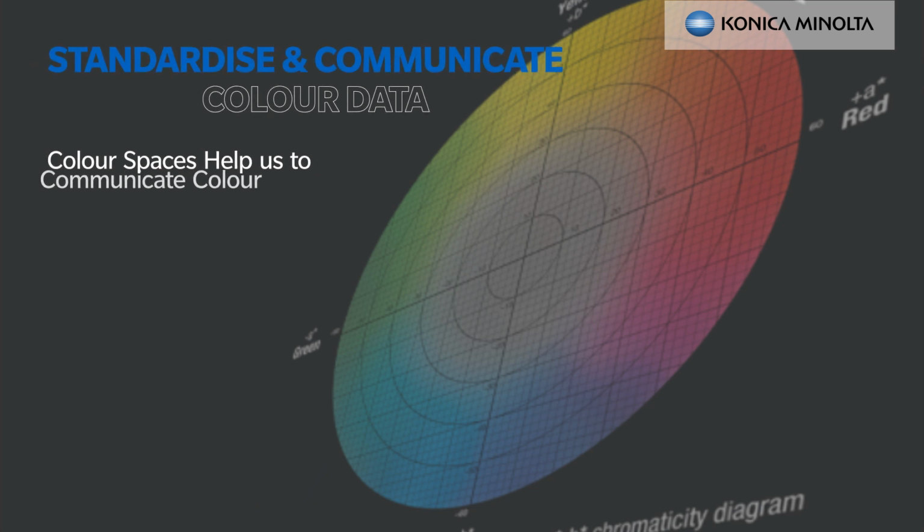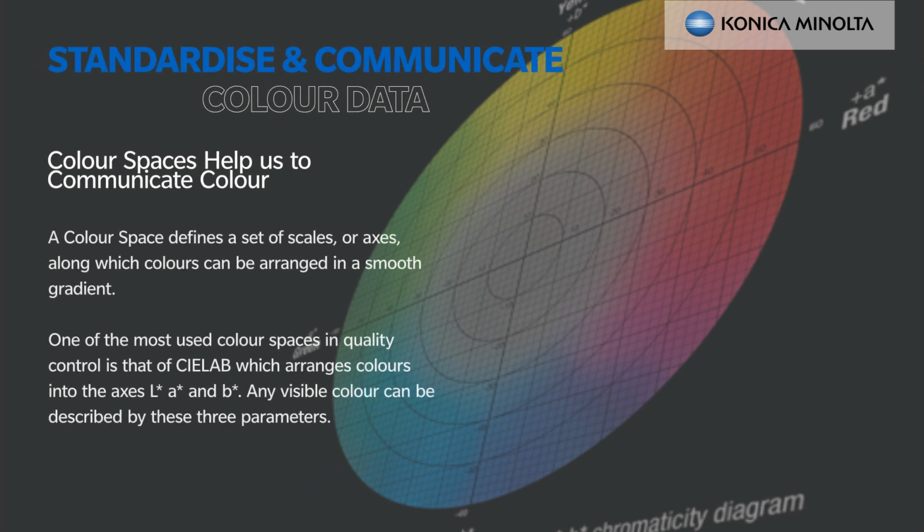It's clear that defining any kind of order in colour is a real challenge, and in fact it's impossible to describe colour uniquely just by one single scale. You will need at least 3 different values. This is where colour spaces are used. A colour space defines a set of scales or axes along which colours can be arranged in a smooth gradient.